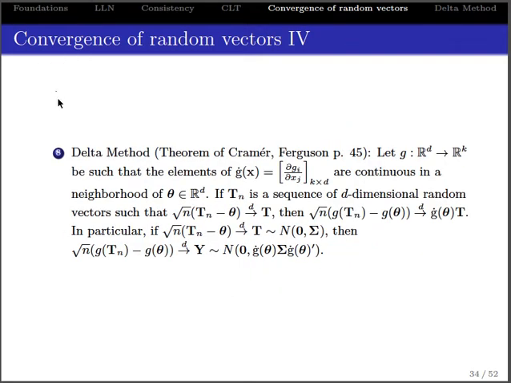Finally, there's the delta method, which is due to Cramer, and there's a very nice book by Ferguson called An Introduction to Large Sample Theory, which covers this, and it's from Ferguson's book that I've taken most of these theorems. So what you've got is a function g which maps R^d into R^k, where k is less than or equal to d, and see this g dot of x?